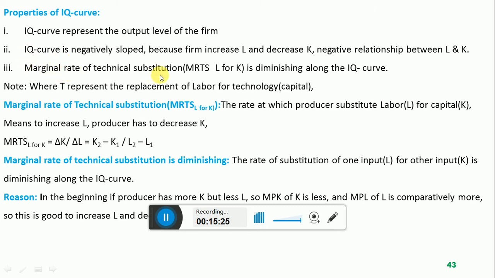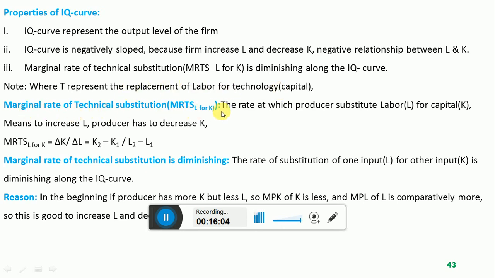Marginal rate of technical substitution is diminishing along the isoquant curve. Third property, that marginal rate of technical substitution along the isoquant curve is diminishing. Why am I putting here marginal rate of technical? This T stands for technical substitution. This means that producer is replacing labor for technology. So that is why we differentiate marginal rate of substitution of indifference curve from the isoquant curve marginal rate of substitution, which is marginal rate of technical substitution, where T represents the replacement of labor for technology, capital.